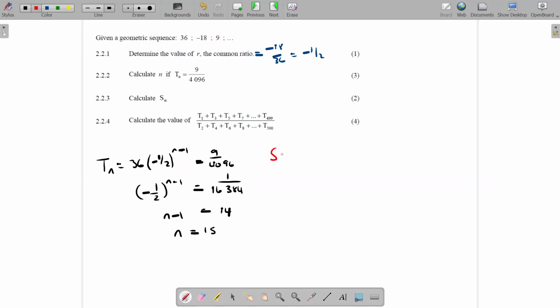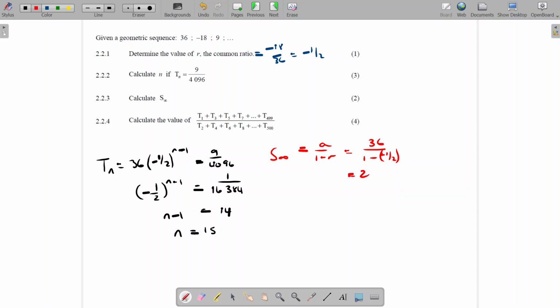We know that the sum to infinity will equal a over 1 minus r. So it will equal the first term, which is 36, over 1 minus -1/2. So that is equal to 36 divided by, which is in this case, 24. Okay, so the sum to infinity here is 24.